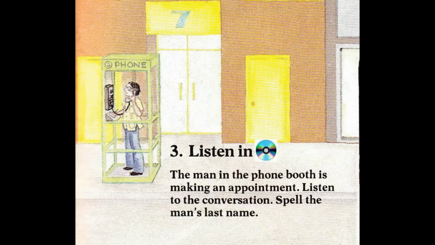Now, after this we have exercise 3, which is called listen in. Listen in means listen carefully. So here there is nothing written for us. We should only focus our attention on the conversation, on the audio, and then answer the question which is asked. Okay, folks, now let's listen to what the man in the phone booth has to say. The phone booth is the phone cabin. Let's listen carefully. Page 7.